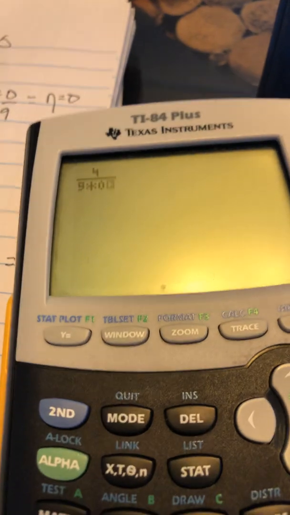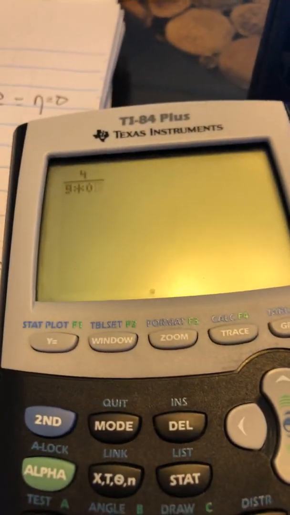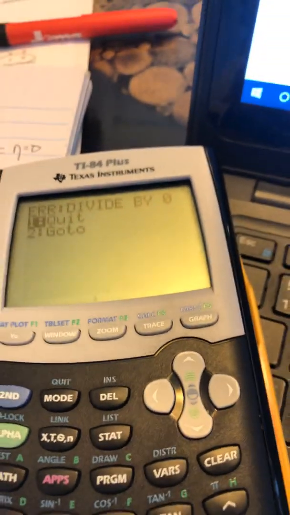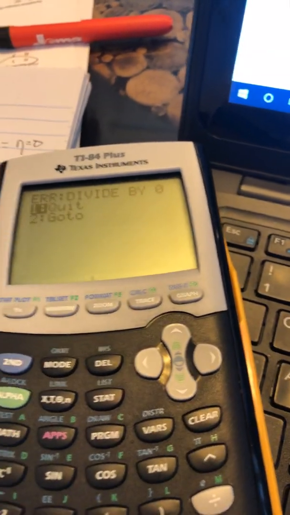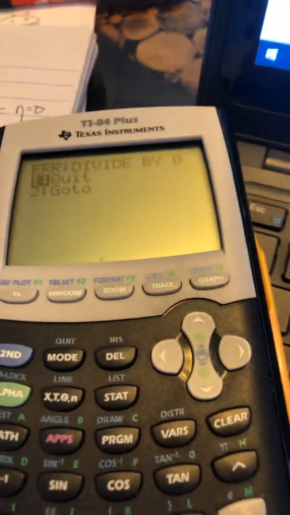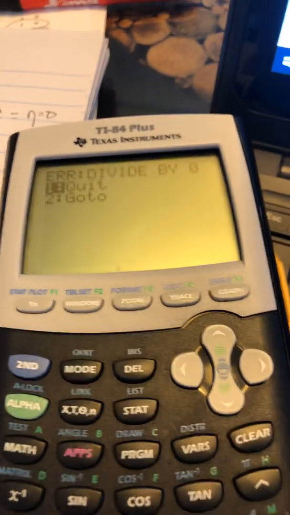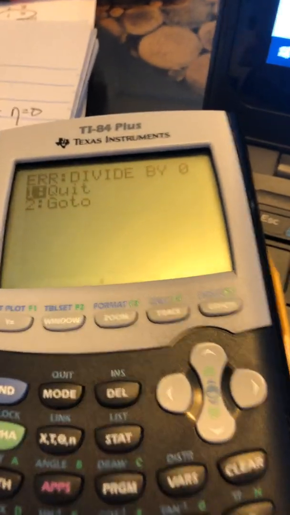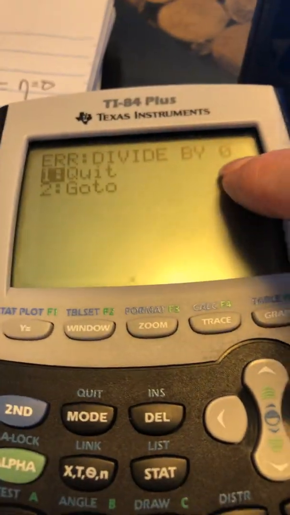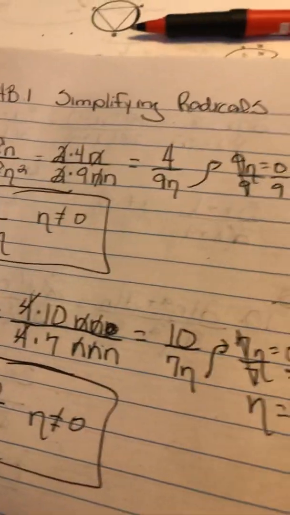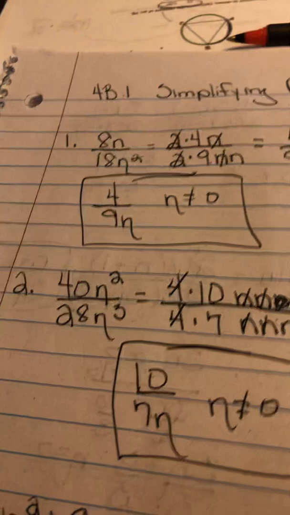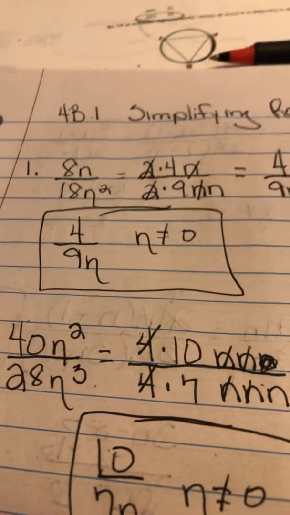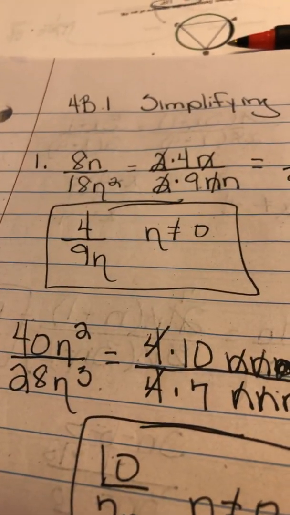Okay, so we know 9 times 0 is 0, so it's going to be 4 over 9 times 0, and when I hit that, the buzzer's going to go off and say no, you can't do that, and the reason why is because you can't divide. Our error here is that you can't divide by 0. So that's what we mean by the words excluded values. We have to exclude 0 from the possible values that can be in.